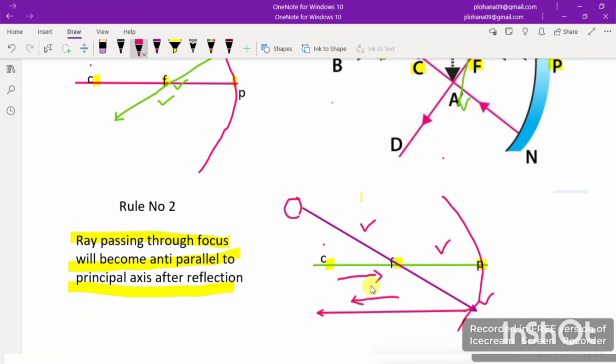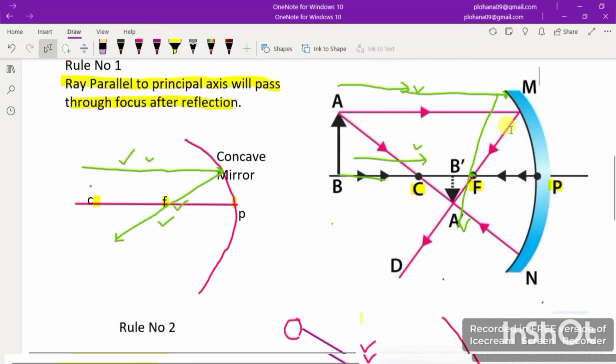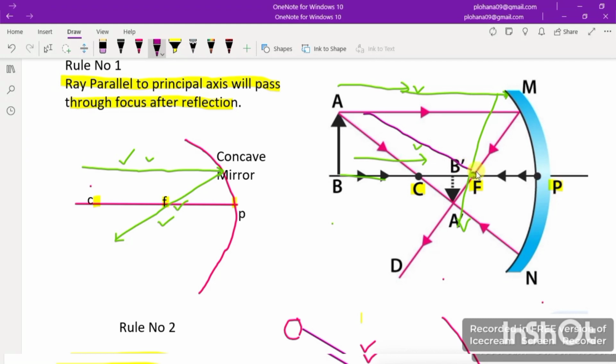So this is anti-parallel. If I talk about this in the diagram, basically if I have a ray passing through this F, the focal point, when it hits this concave mirror it will reflect against the principal axis, right? So this was basically rule number 2.